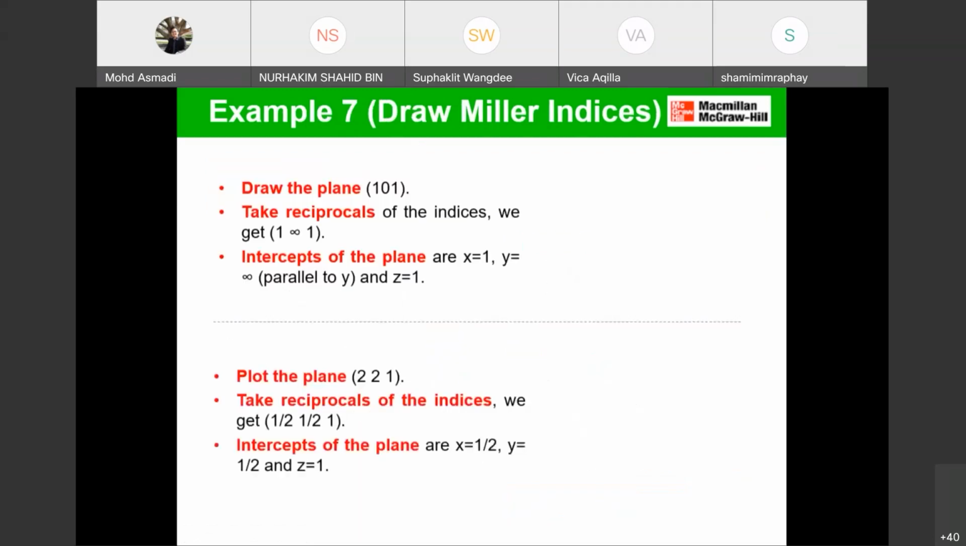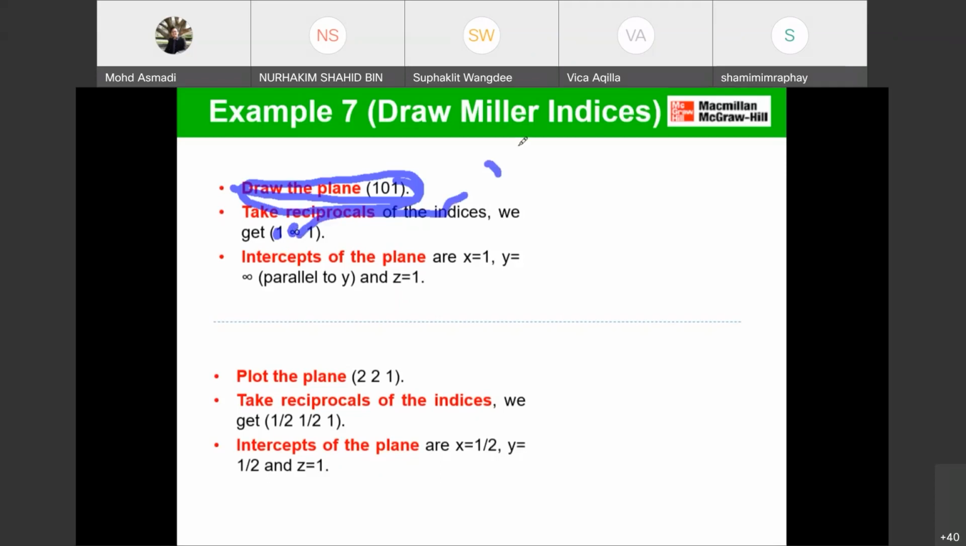It's the same if you want to draw from the Miller indices. If it is stated that you have to draw the plane, given 101, you have to take the opposite. The procedure is going to be backward. We have to take the reciprocal. 101, so it's going to be 1, infinity, 1, and the intercept plane is this one, right?